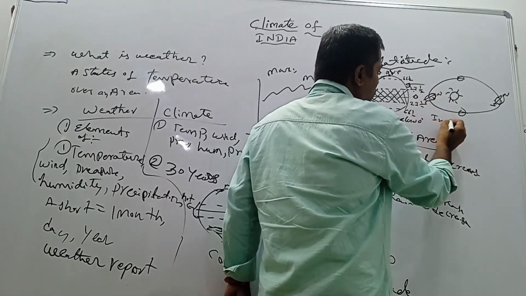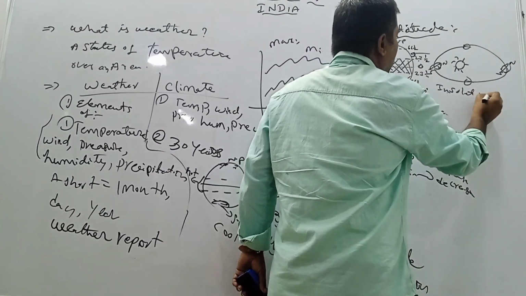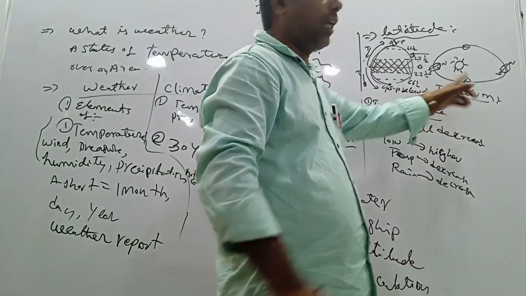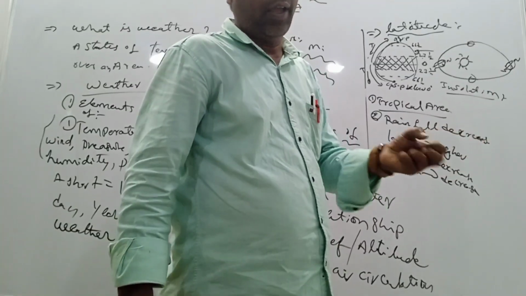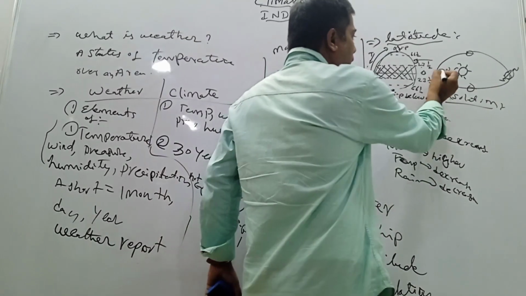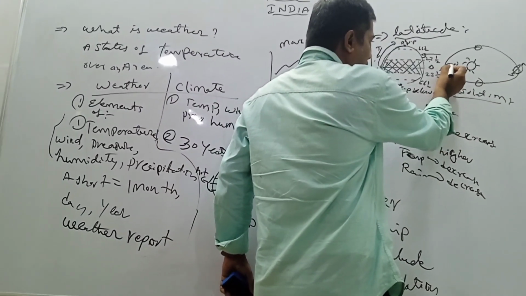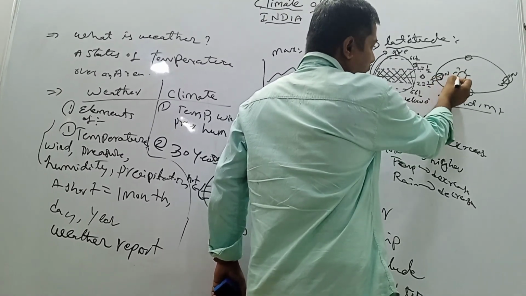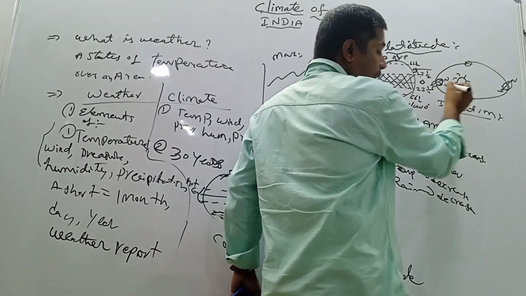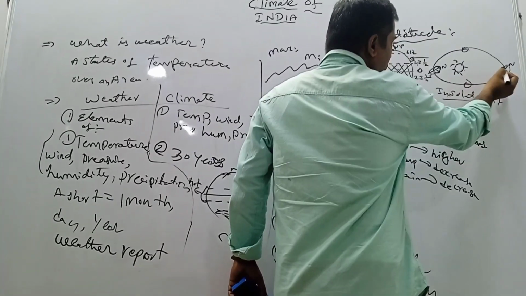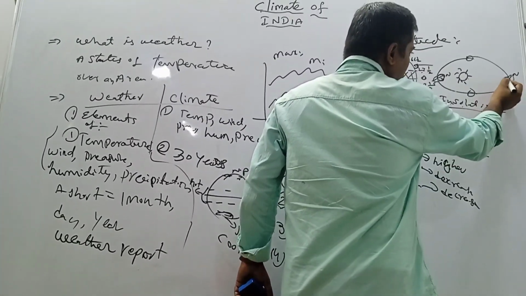What is insolation? Insolation means the Earth receiving heat from the sun. That is called insolation. This insolation is more in the northern hemisphere. When the northern hemisphere comes face towards the sun, after 6 months, the southern hemisphere comes face towards the sun. Then insolation is more in the southern hemisphere.